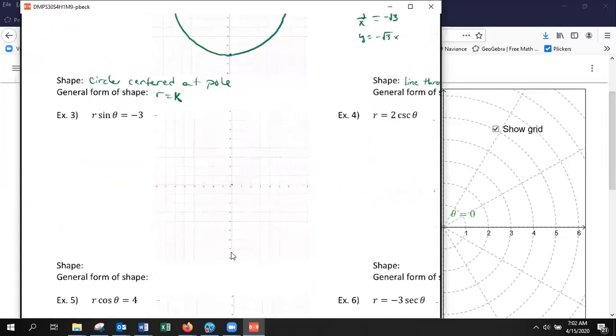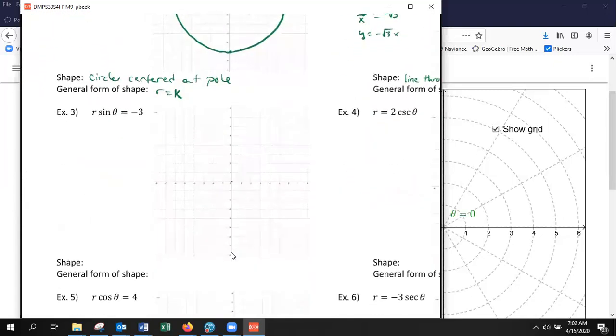Well, what happens if we have an equation like this? Do you remember from last time where we talked about sine of theta? Sine of theta is equivalent to the variable y. So this graph should be the line y equals negative 3. And this is one of the benefits of having that rectangular coordinate system on there as well. We're able to draw that in fairly efficiently.